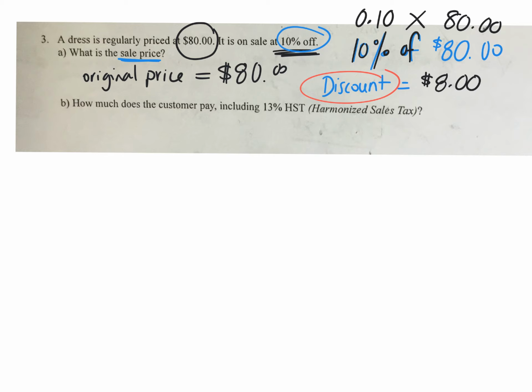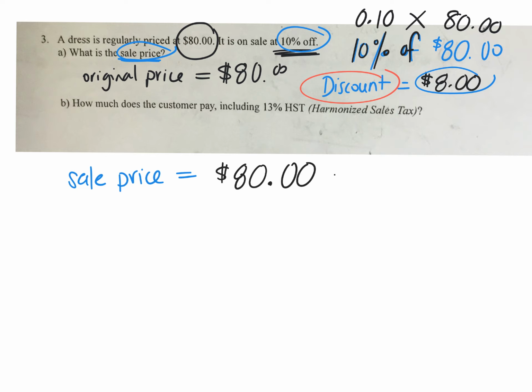$8, right? That doesn't answer the question though. The question said, what is the sale price? $8 is not what I'm going to pay for this dress. It was originally $80, but I'm saving $8. How would I calculate how much I'm going to pay? Nehemiah? Excellent. We would take the original price, which is $80, and then we would subtract the discount, right?